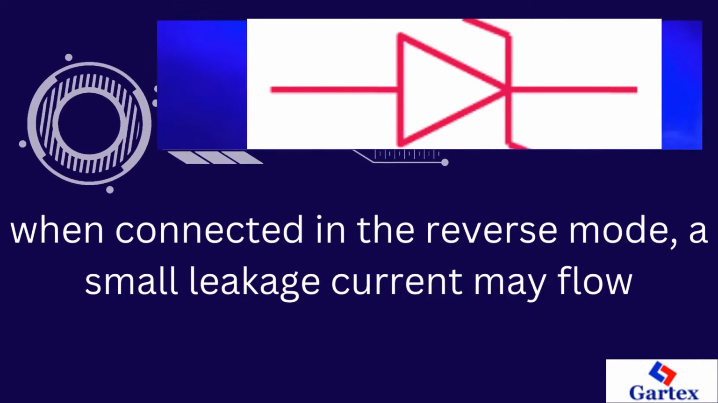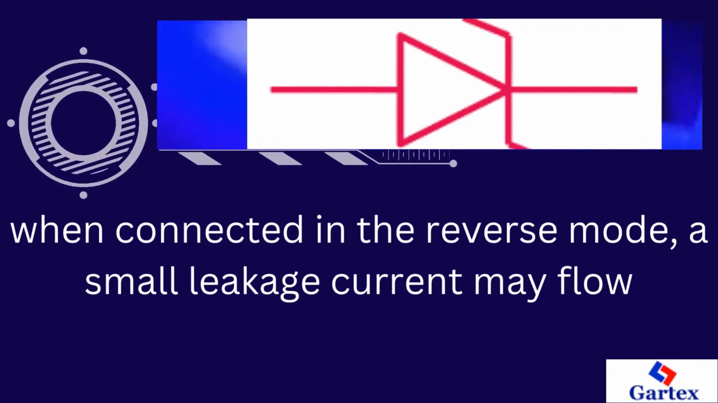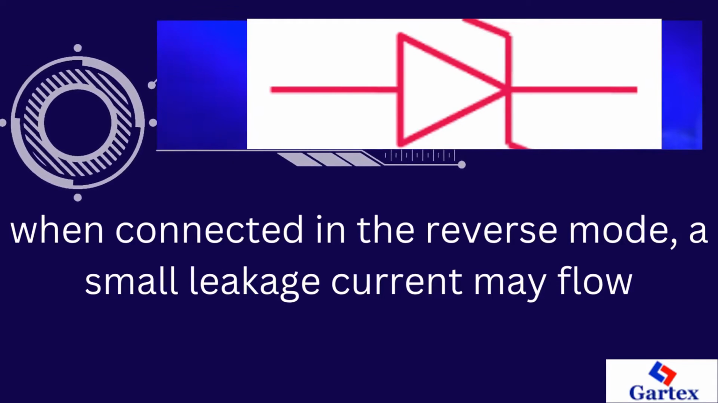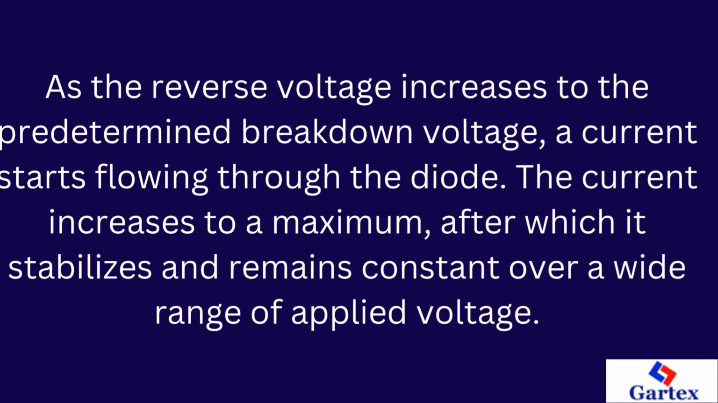However, when connected in the reverse mode, which is usual in most of its applications, a small leakage current may flow. As the reverse voltage increases to the predetermined breakdown voltage, a current starts flowing through the diode. The current increases to a maximum, which is determined by the series resistor, after which it stabilizes and remains constant over a wide range of applied voltage.